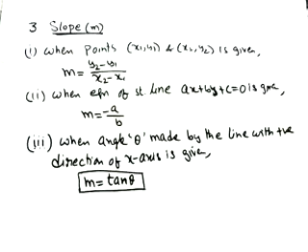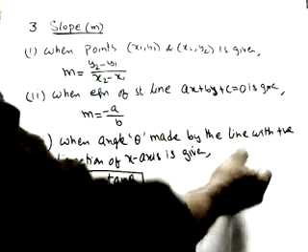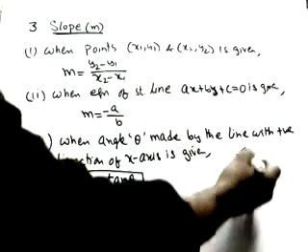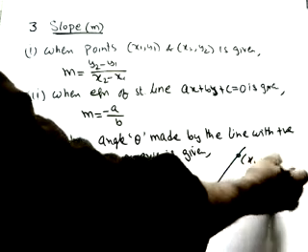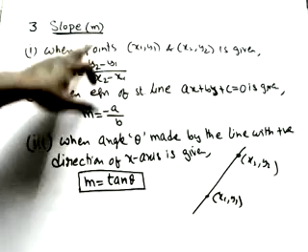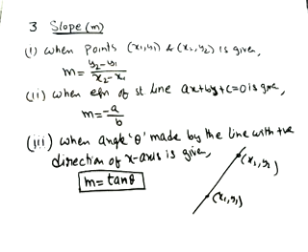Now see the next concept. When we have to find the slope, we have three methods of finding slope. When we have 2 points of a line, suppose x1 y1 and x2 y2, then the slope, denoted by m, is m equals y2 minus y1 by x2 minus x1.